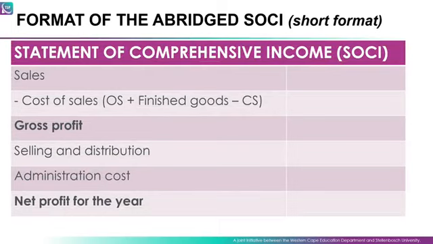So it will be sales minus cost of sales, which is equal to gross profit. You add your other costs, which is your selling and distribution cost and your admin costs, and that will be equal to your net profit for the year.